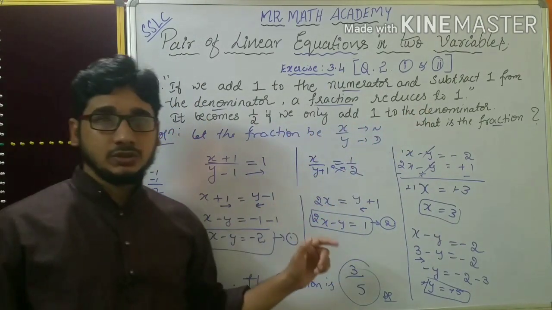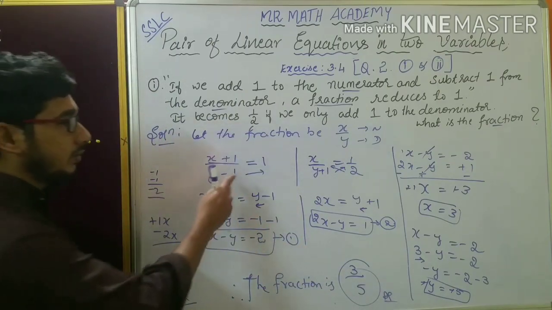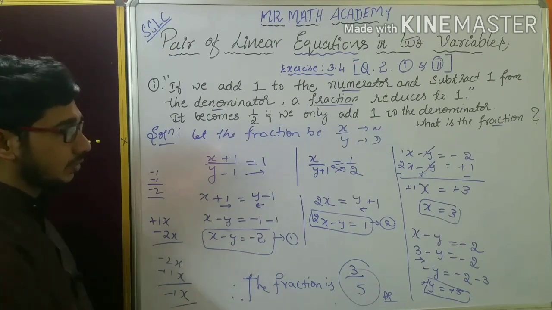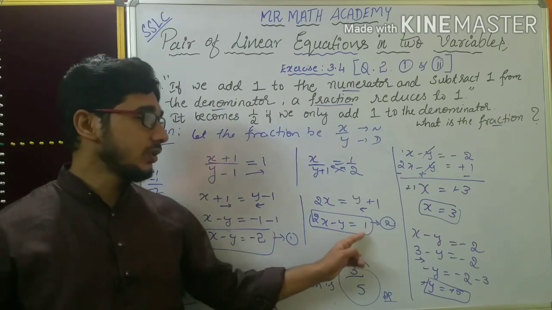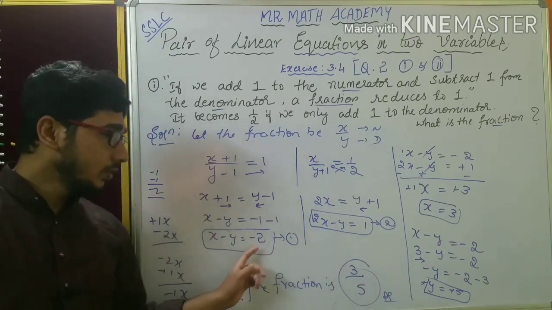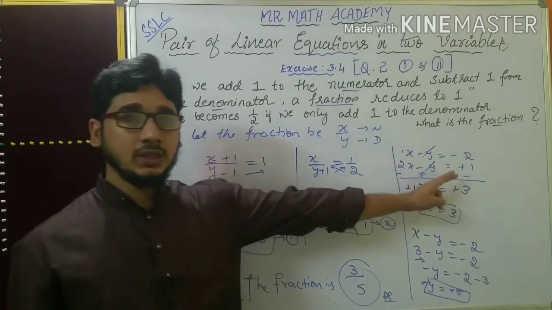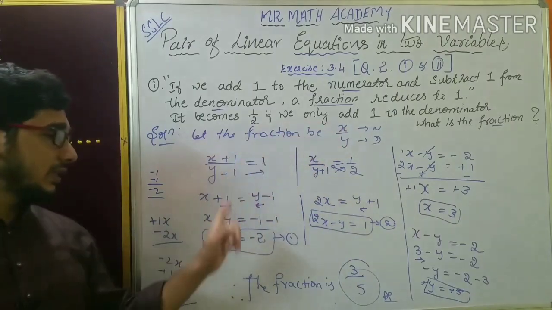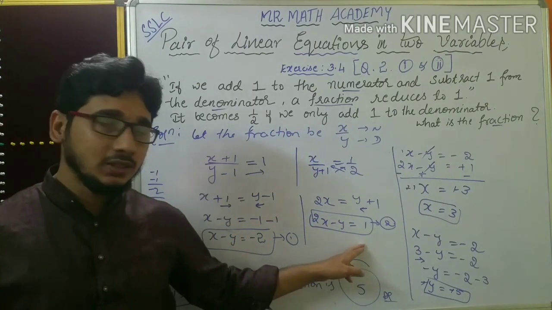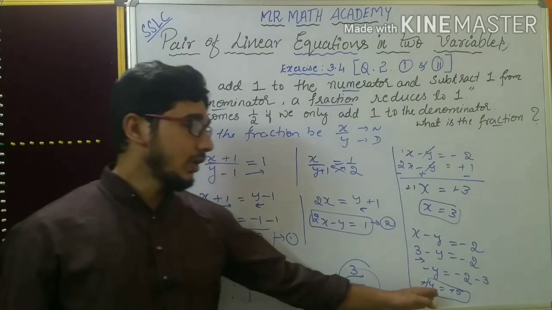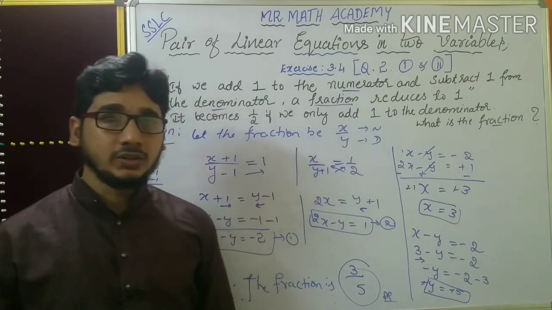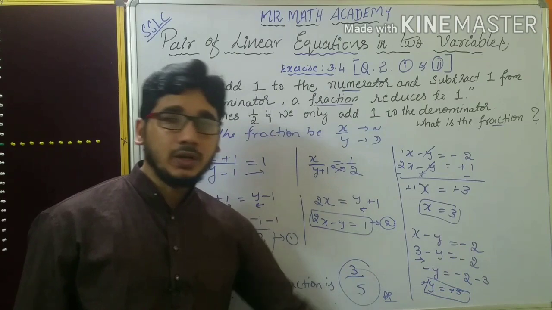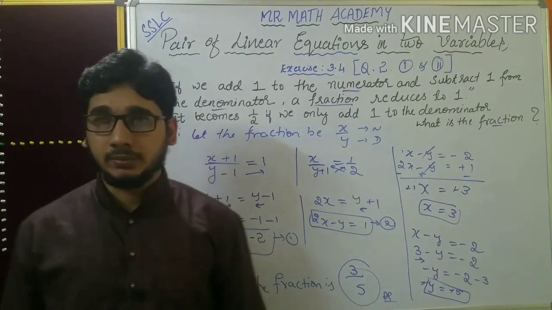So these two equations are ready. Now we have to cross multiply. What will happen? After simplification, you will get x minus y is equal to minus 2, and 2x minus y is equal to plus 1. So these two equations you have to take. Simplify, you will get x as 3. Replace that value in either this equation or this equation, you will get the value of y. Hence the fraction is x by y, that is 3 by 5. Okay, we'll go to the second problem.